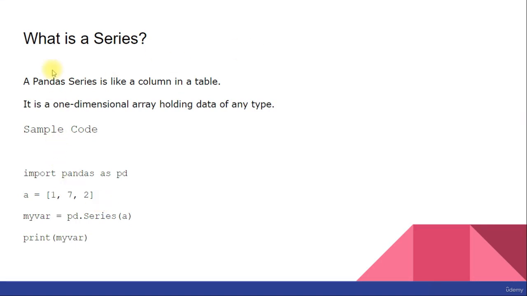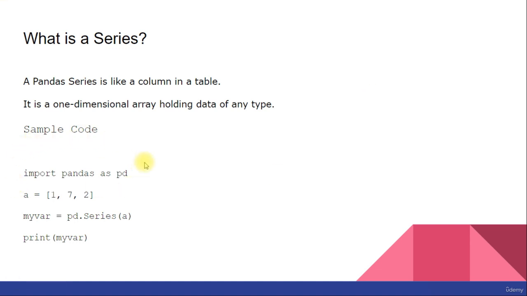Now, what is a series? A Pandas series is like a column in a table. So in a data frame you will have the entire table. Series is just like a column inside that whole table. Now it is a one-dimensional array holding data of any type. So the column just acts like a one-dimensional array, and it can hold any type of data. It can be numerical data, or you can also store English alphabet.